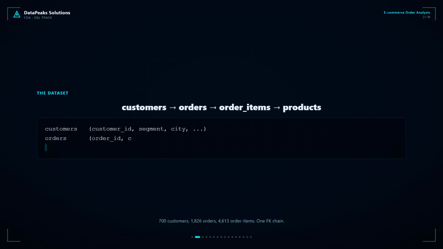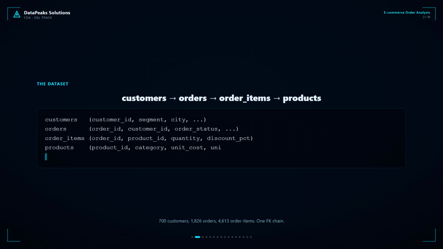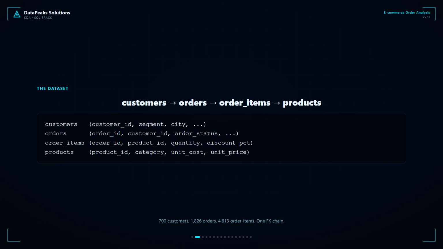The biggest SQL mistake? Writing queries before understanding the database. Every great analysis starts with the schema. Here, customers place orders, orders contain multiple order items, and every item links to a product. 4 connected tables. One complete e-commerce database.